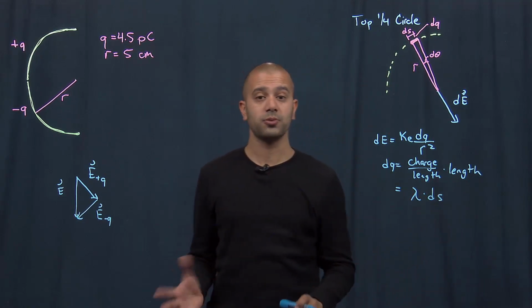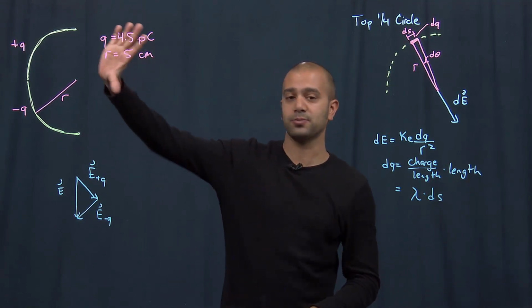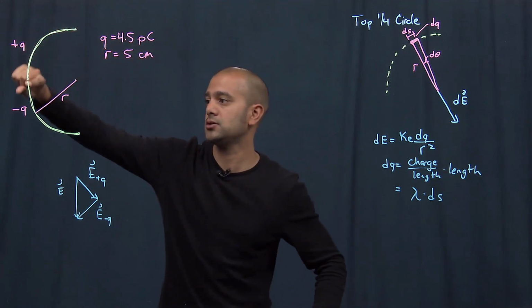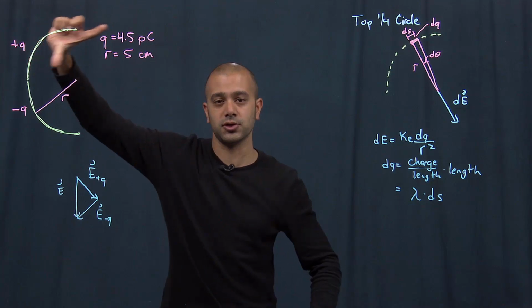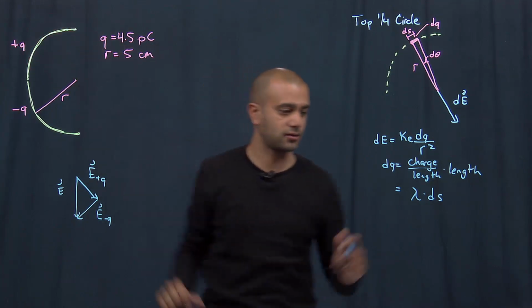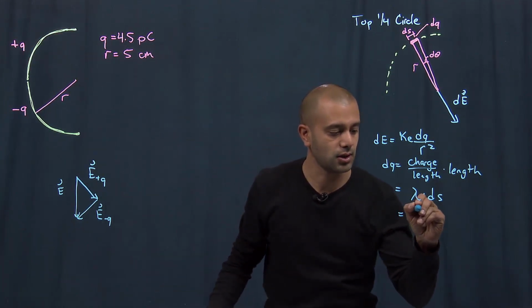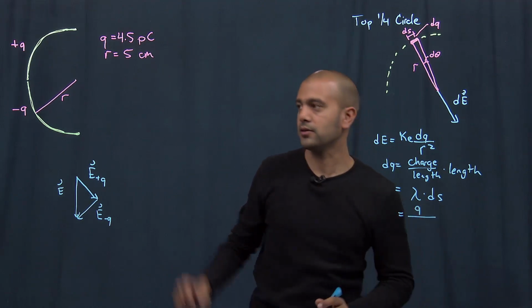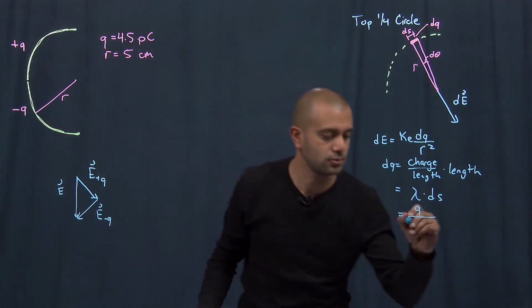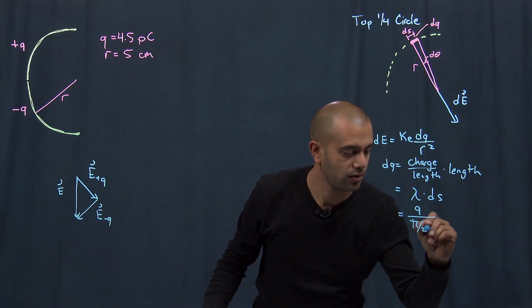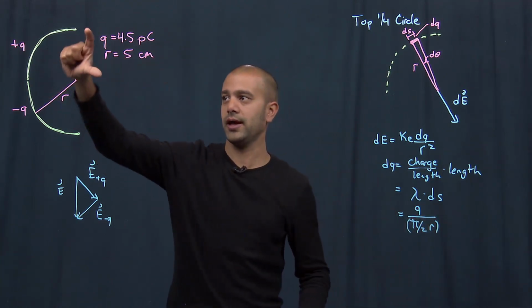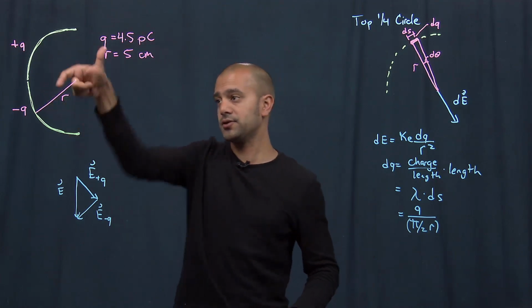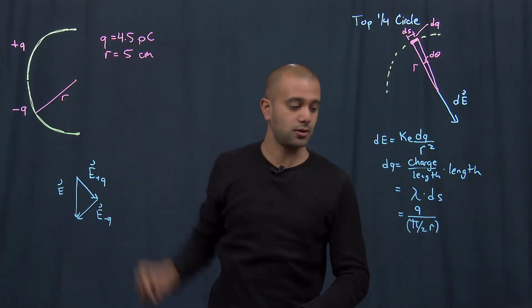Now lambda is a charge per length, so we're not given that explicitly, but we do know how long the section is because we have the radius. And we also know the total charge on it. So the charge per length we can easily find by dividing these. The charge is q, and the length is however long this quarter circle is, which is pi over 2 times r. Remember, the arc length of any part of a circle is always the angle it subtends times the radius. The angle this subtends is 90 degrees, and the radius is r.